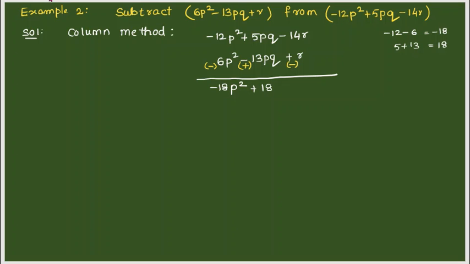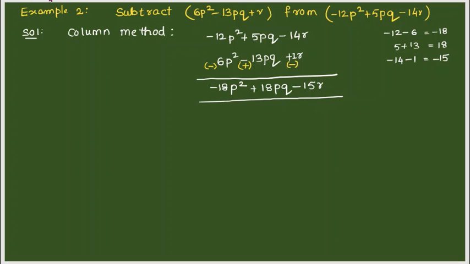What is the variable part? pq. The pq variable part we write as it is. Now here minus 14 and minus, there is no coefficient, so we take the coefficient by default as 1. Now minus 14 and minus 1, minus 14 minus 1 gives us minus 15. So minus 15, what is the variable? r. So this is the difference we have got by subtracting.